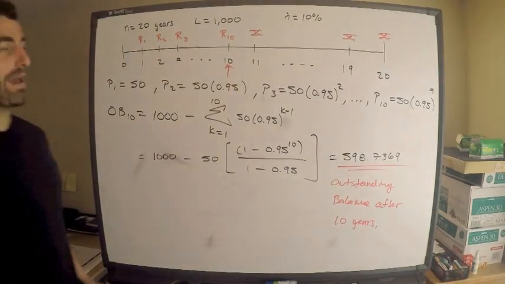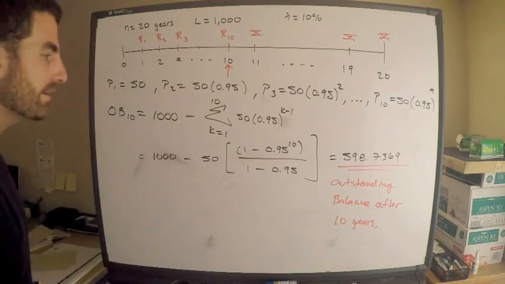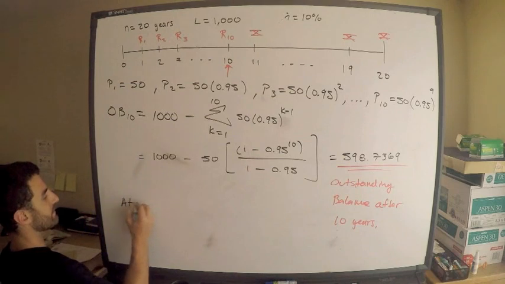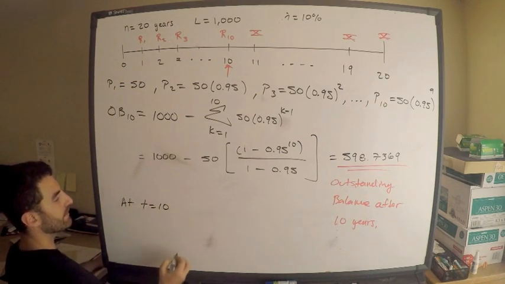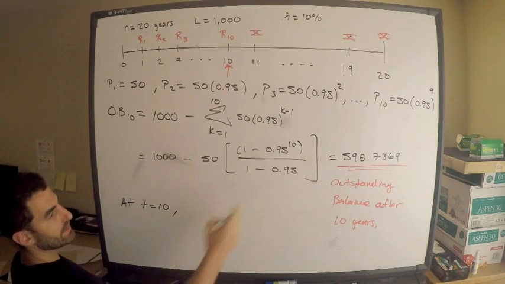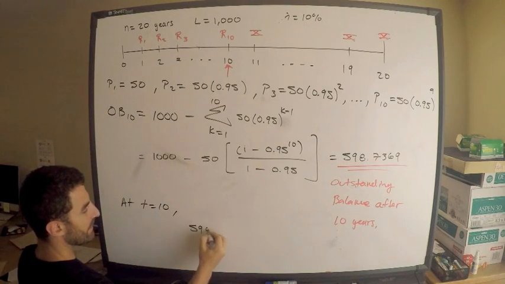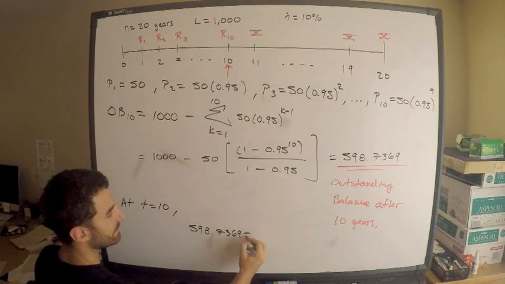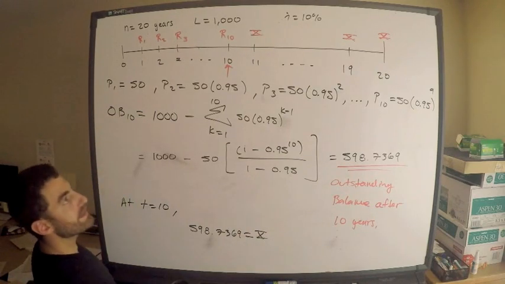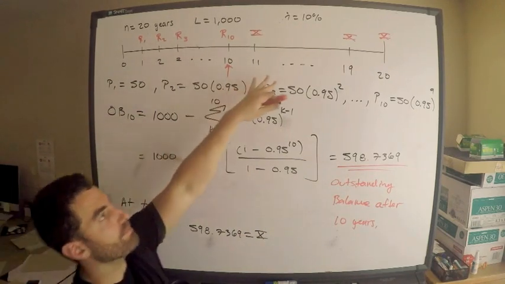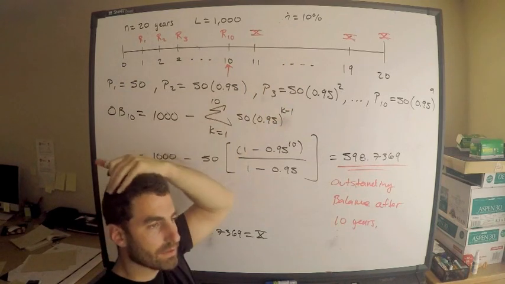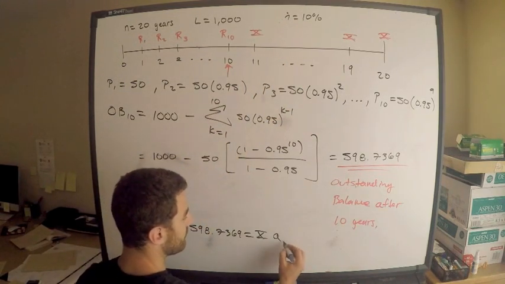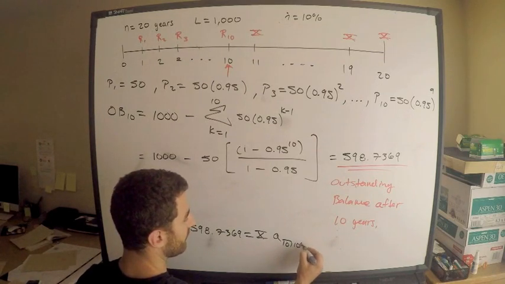Now what is x then? Let's just set up an equation of value to find x. So at t equals 10, we have the following. We have that this 598.7369 is equal to, to find x, you just do simply a present value, the present value of an annuity immediate, where the interest rate is 10.